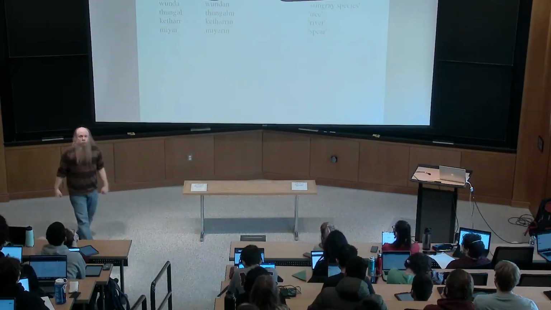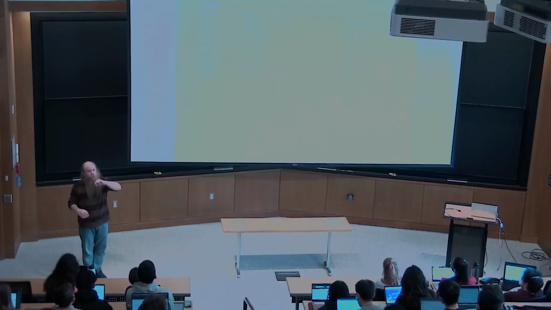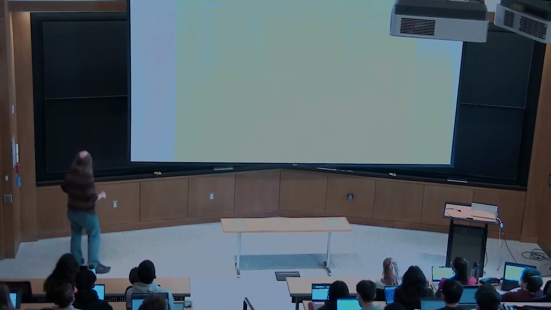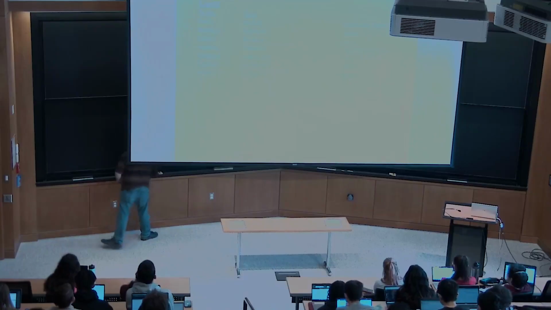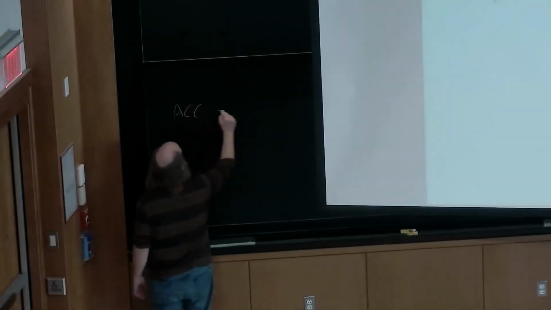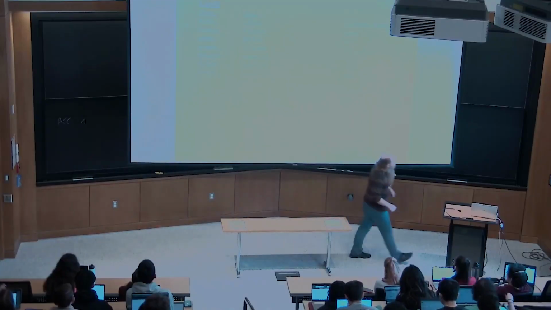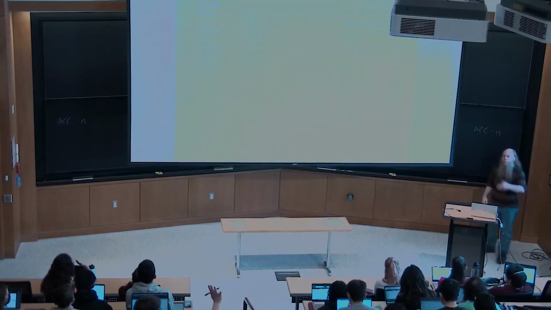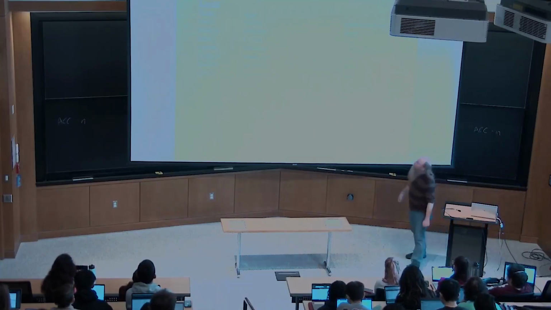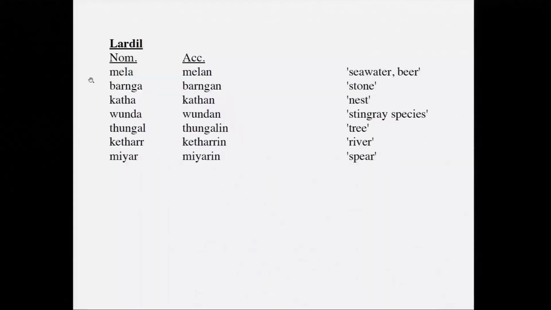What's the accusative morpheme? N. Yeah. So, oh dear, I'm going to have to do this writing everything twice thing again. I really need to learn how to manipulate the screens better. So the accusative suffix is N. Does anybody find any examples that are a problem for that? Yes? The ones that have IN? Yeah, so some of them have IN, right? Like tree and river and spear, I think.